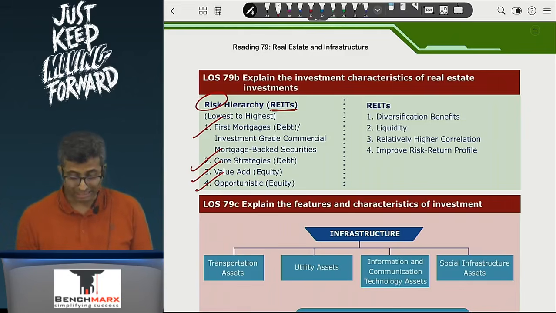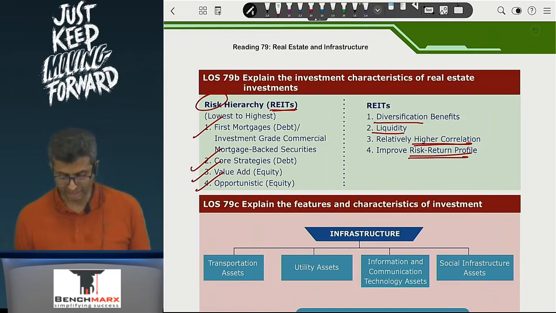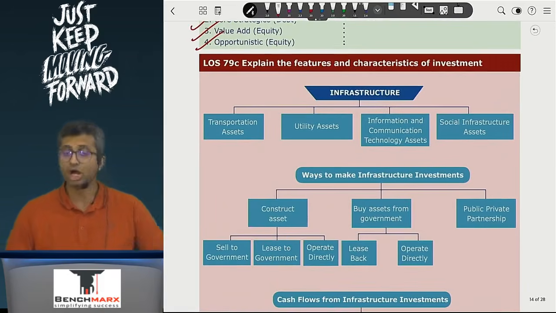So when you look at REITs, they give you diversification, give you liquidity, and much more correlation you can say, because it is listed, and maybe helps you in improving the risk return profile of your investment as well.